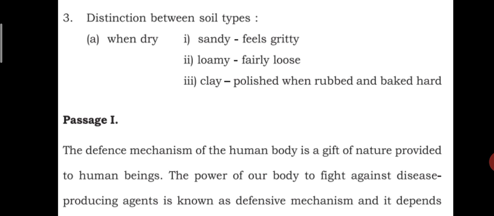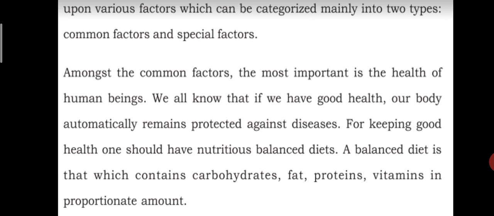Now let us go to passage 1, read it. The defense mechanism of the human body is a gift of nature provided to human beings. The power of our body to fight against disease producing agents is known as defensive mechanism, and it depends upon various factors which can be categorized mainly into 2 types: common factors and special factors. Amongst the common factors, the most important is the health of human beings. We all know that if we have good health, our body automatically remains protected against diseases.